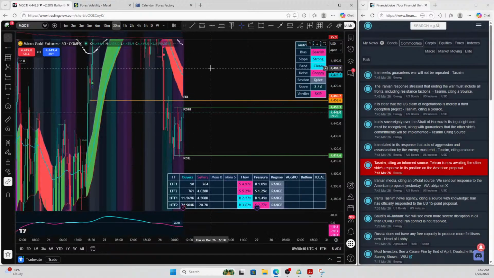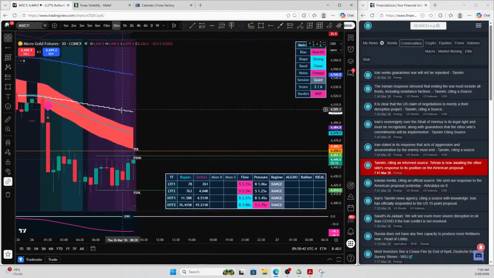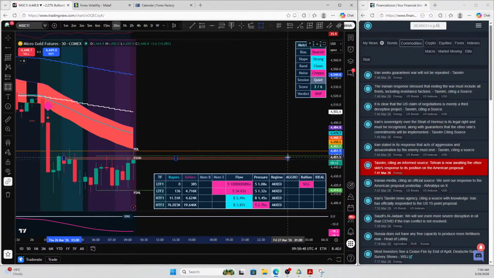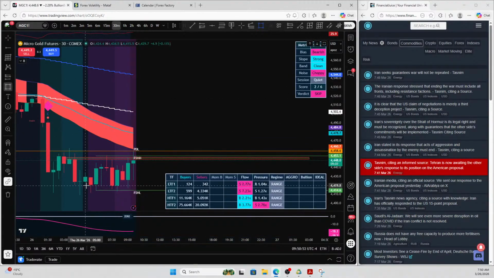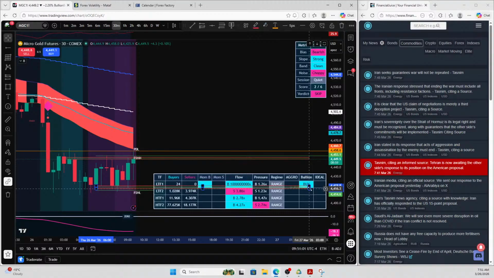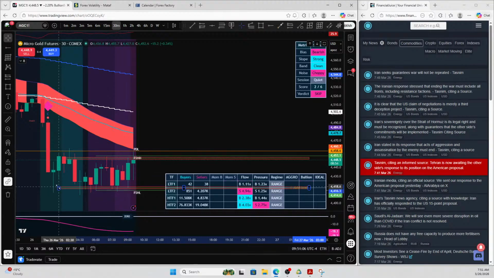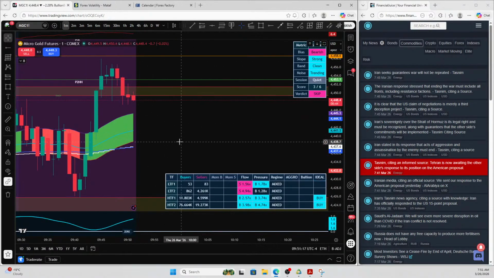Let's look at the 30-minute chart and see where our support and resistances are. We have a clean resistance right here, our 30-minute resistance, and then we have a 30-minute support right here. Well, the last support is right here, so we will just use this one. Let's see how the market behaves with regards to these levels.